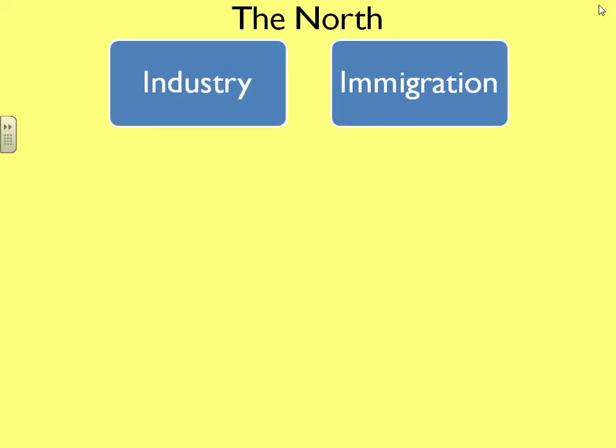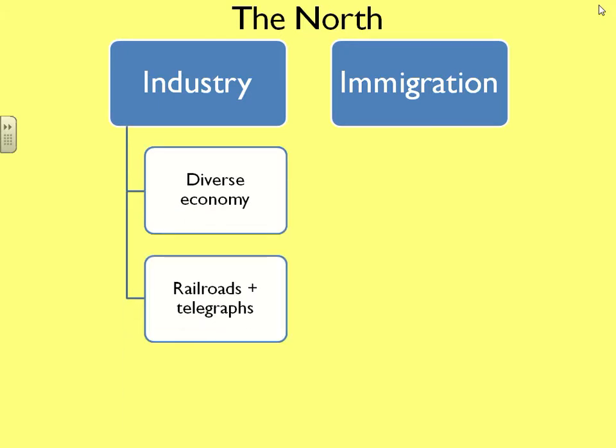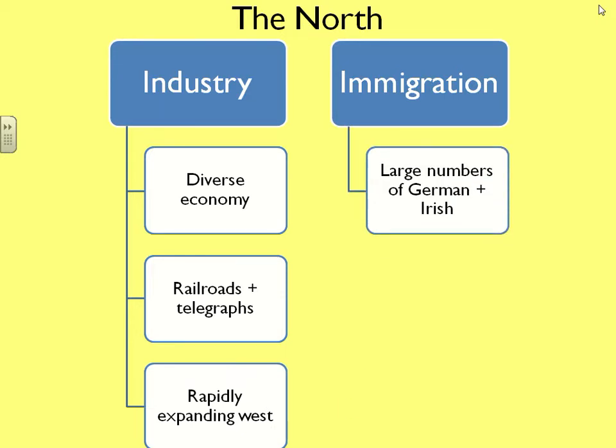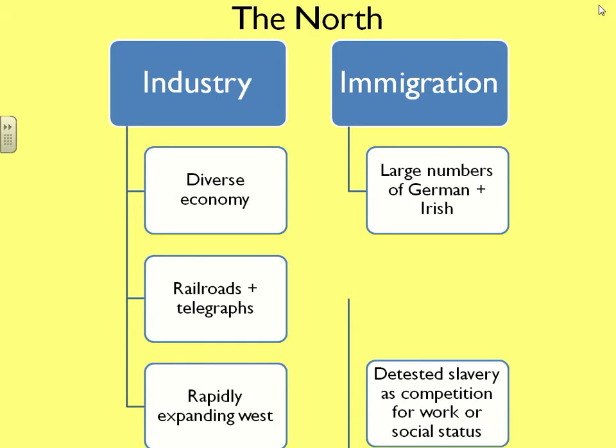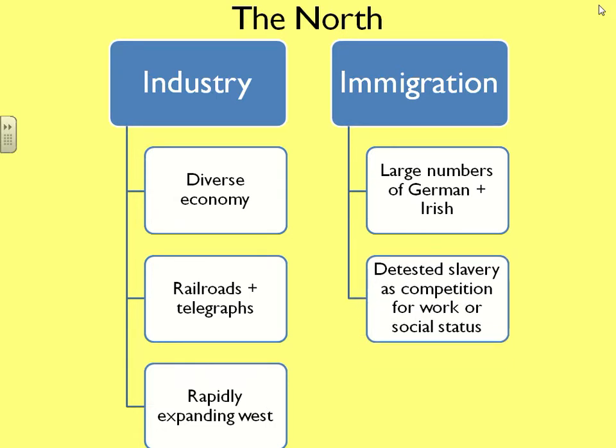The North: industry and immigration. Diverse economy, market economy. They're connected by railroads, communication, and a rapidly expanding West, and that West is connected to the North through an East-West railroad connection. And immigrants, large numbers of Germans and Irish, came in the period immediately preceding this, and were still trickling in as well. And they detested slavery, particularly the Germans, as competition for their own wages.